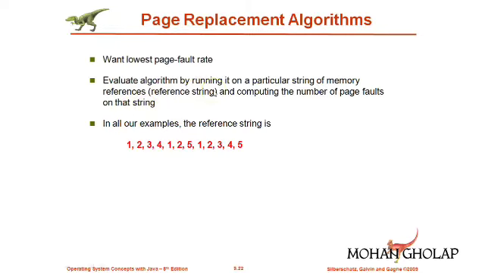Whatever the different algorithms we discuss here, we'll be running those algorithms on a particular memory reference string. The memory references are the page numbers which are visited, and this also represents the order in which the different pages are visited, so that forms the reference string. In all our examples, we'll be using the reference string given here, and if required we will consider some other reference string also. So let us start the discussion of the different algorithms.